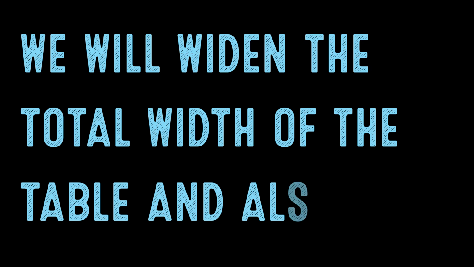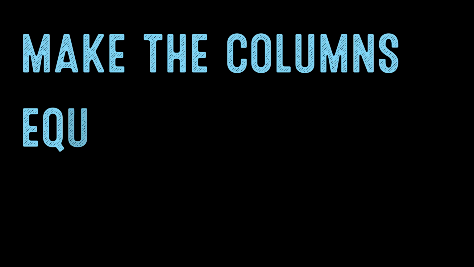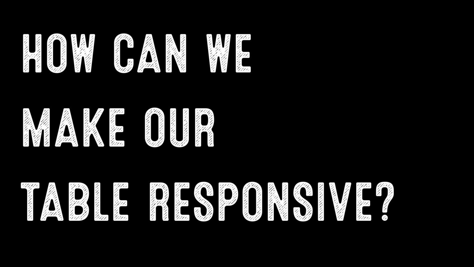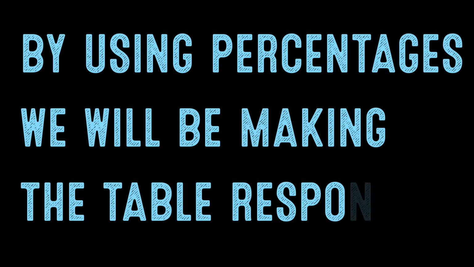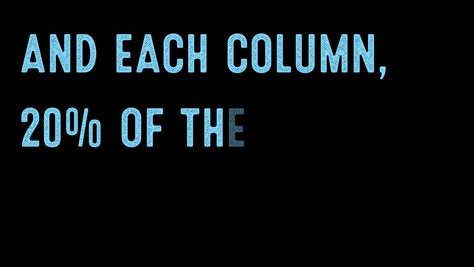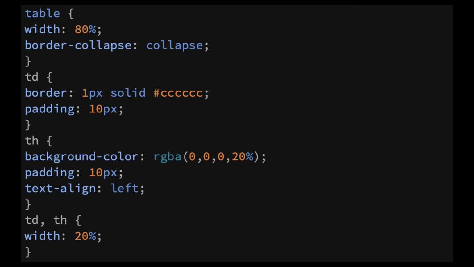What else can we do to make the information easier to read? We will widen the total width of the table and also make the columns equal widths. How can we make our table responsive? By using percentages, we will be making the table responsive as well. We will make the table 80% of the browser window and each column 20% of the width of the table.